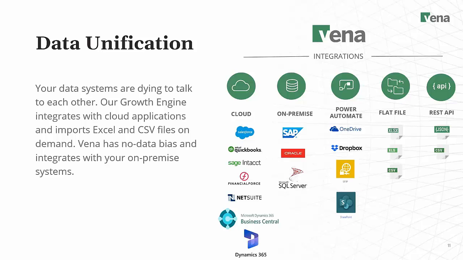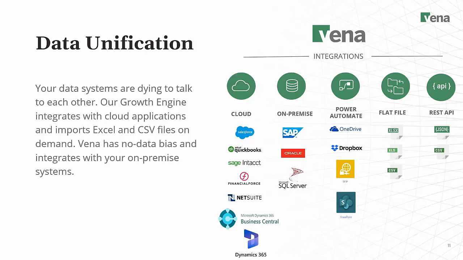VENA brings all your source systems together. We do this in a variety of ways. For some systems, we have direct connectors for things like Sage, Financial Force, NetSuite, and Business Central, Dynamics 365. We have direct connectors. This applies to cloud and on-premise solutions. For others, we can leverage our own VENA connector or use tools such as Microsoft's Power Automate to integrate to any OneDrive, SharePoint, SFTP, or Dropbox location. We can also integrate your data using scheduled or on-demand flat file integration as well.